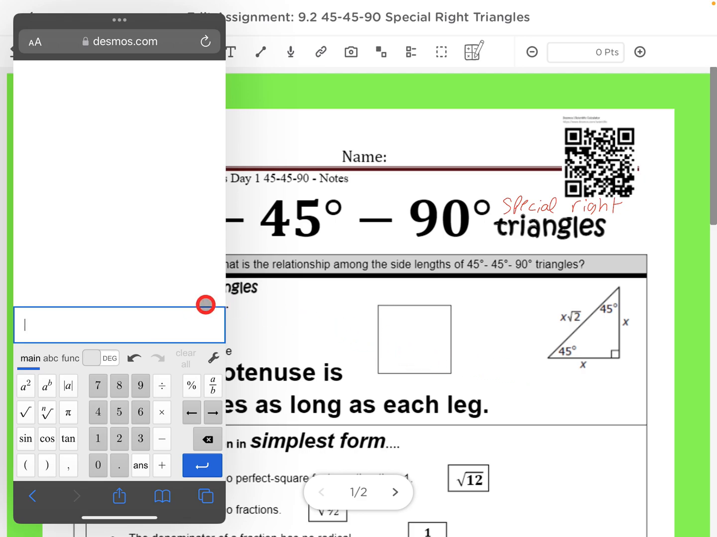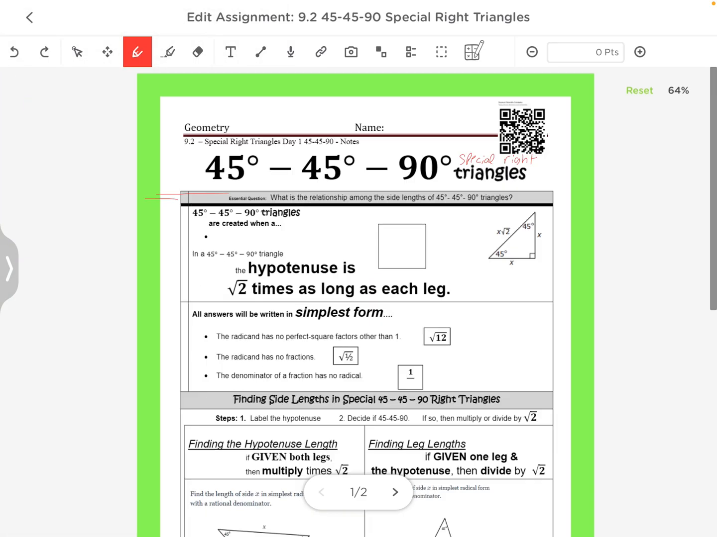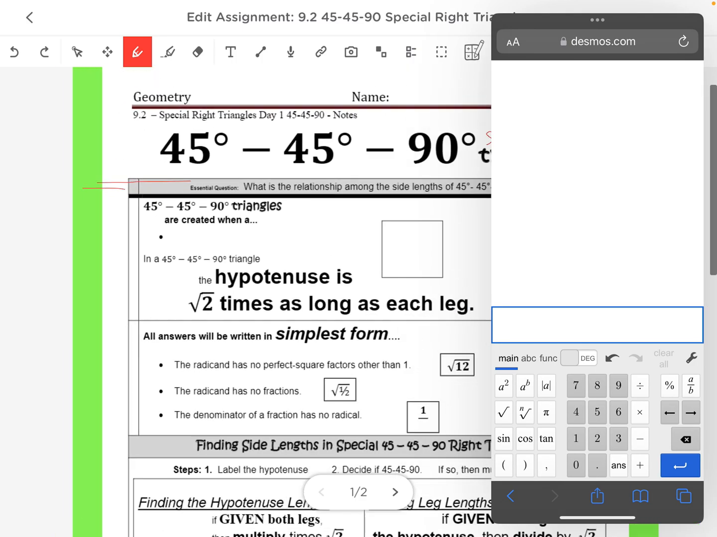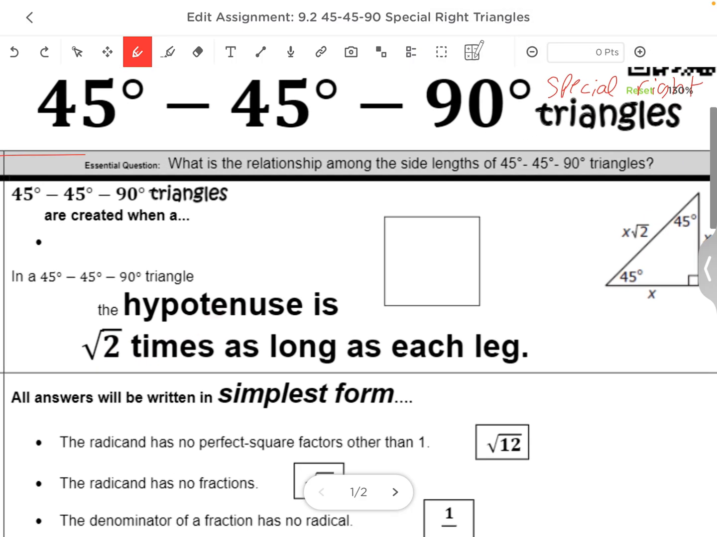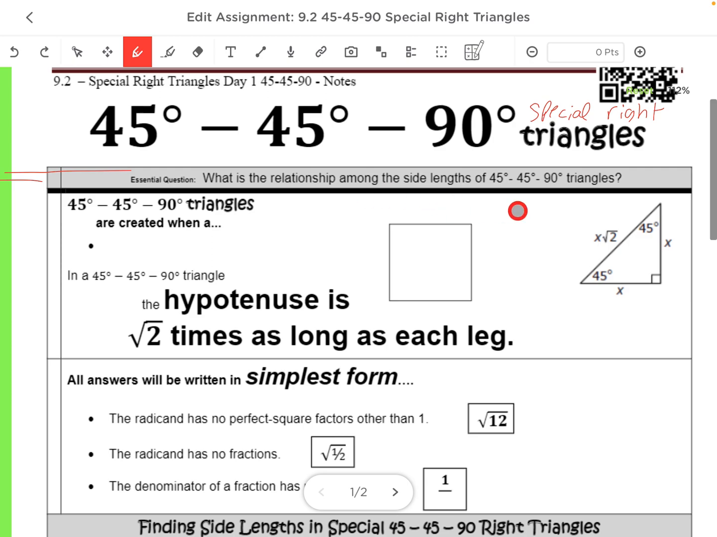All right, so let's talk about that. A 45, 45, 90 triangle. What is that? Our essential question is: what's the relationship between the side lengths of a 45, 45, 90? We see this over here, 45, 45, and we know that's 90 degrees. So that's a 45, 45, 90.